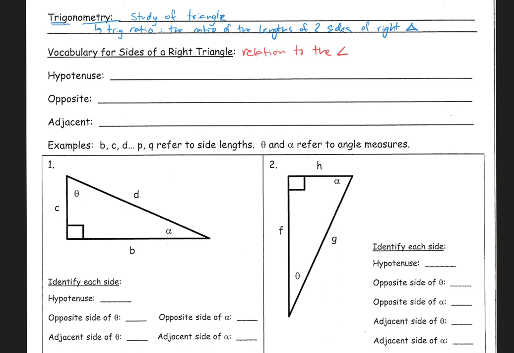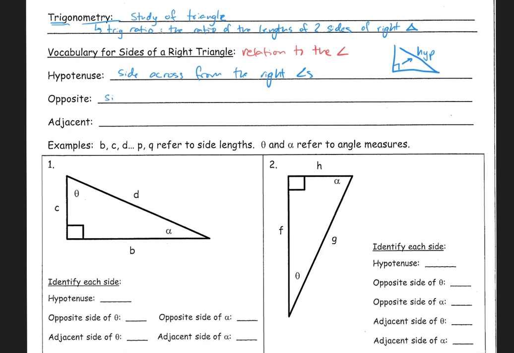Which angle? Excellent question. That's why this is so important. The angle changes. Now, the hypotenuse is the only steady one. It is the side across from the right angle. So in a right triangle, the hypotenuse is always going to be across from the right angle. That will never change. Opposite and adjacent is where things get fun.